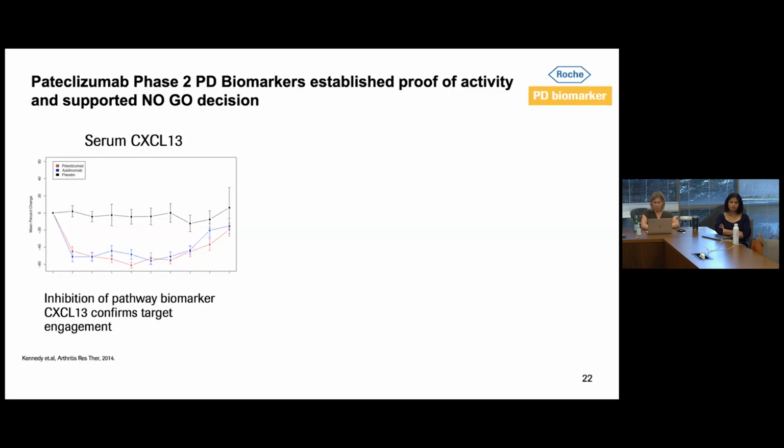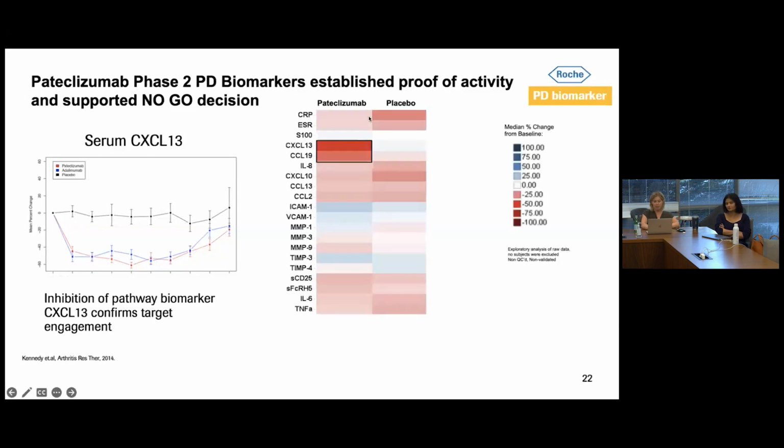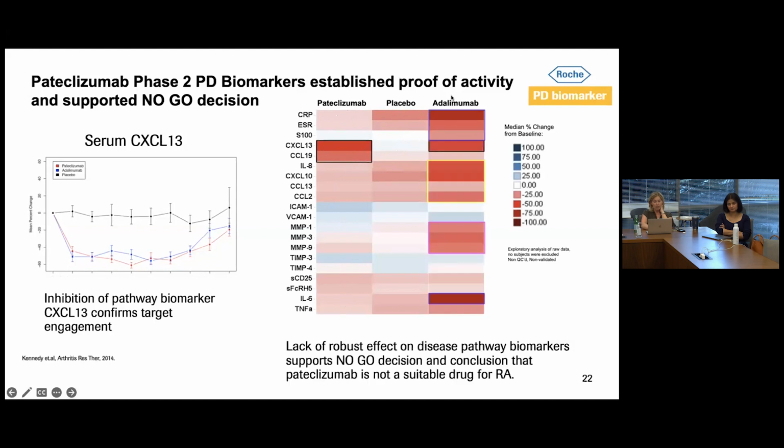So nice, but now what? Then we looked at all these other biomarkers, and here it is just depicted as a heat map. CXCL13 for our molecule was really the strongest change compared to placebo. And if you then compare that to adalimumab, you can see that the anti-TNF really had a much stronger biological effect on the biology as we had known it for rheumatoid arthritis, playing a role in RA.